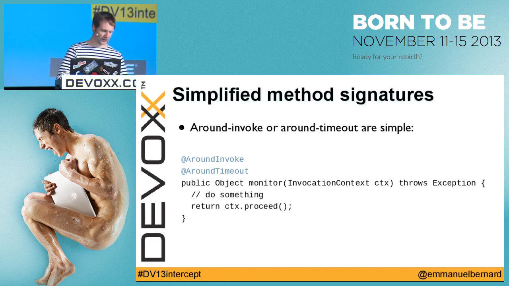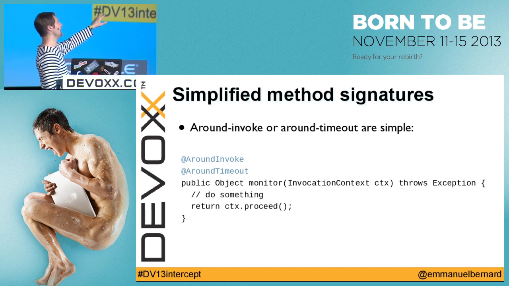Another feature that has been added was around the notion of trying to simplify the life of interceptor implementers. If you look at around invoke and around timeout, which is an interceptor of a method that could time out, the signature is simple. InvocationContext.proceed can potentially throw an exception, so it declares throws Exception. So because the method also throws Exception, your code is somewhat fluid and flat, right? So it's easy to understand.